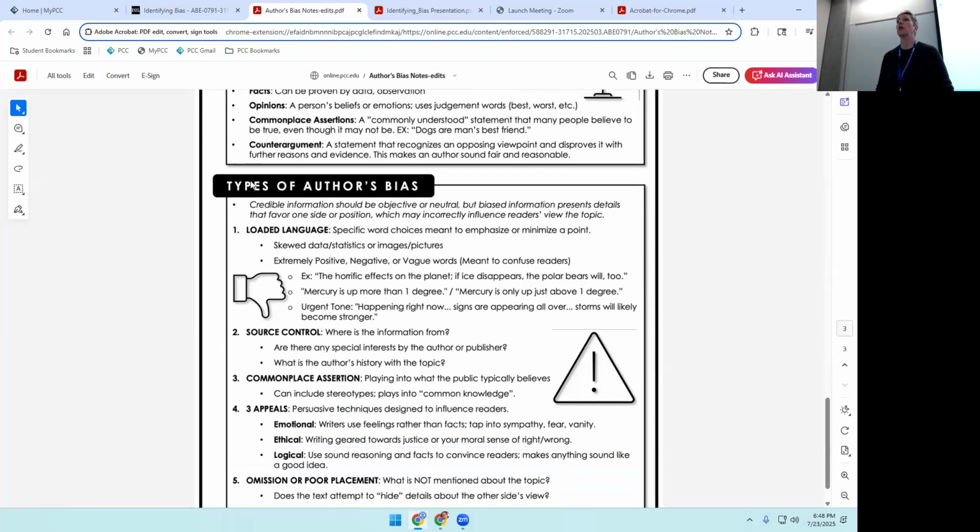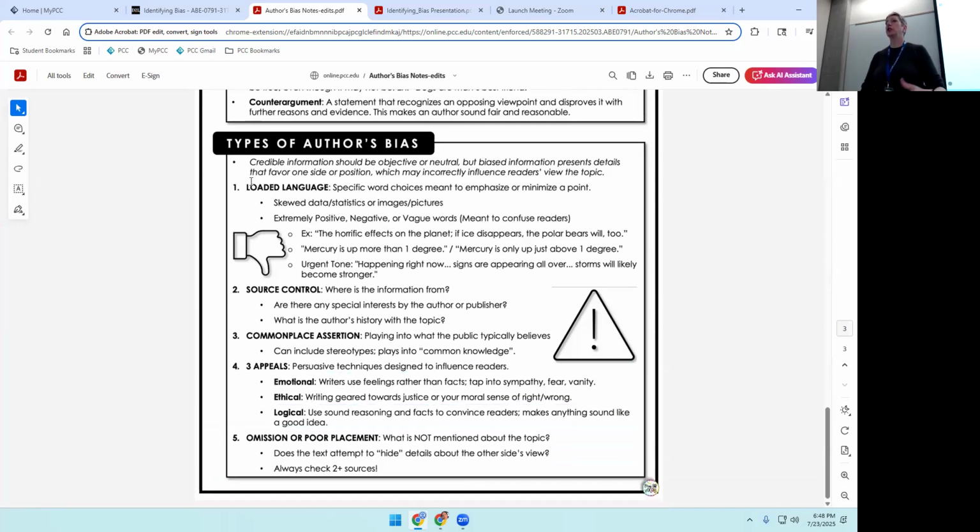Again, we are looking for loaded language, emotional stuff, things that are overly dramatic, either positive or negative. Both are trying to pull us. It's really working into persuasive writing rather than others. Where's it coming from? Does it have commonplace assertion, or is it appealing to you on those persuasive technique levels?